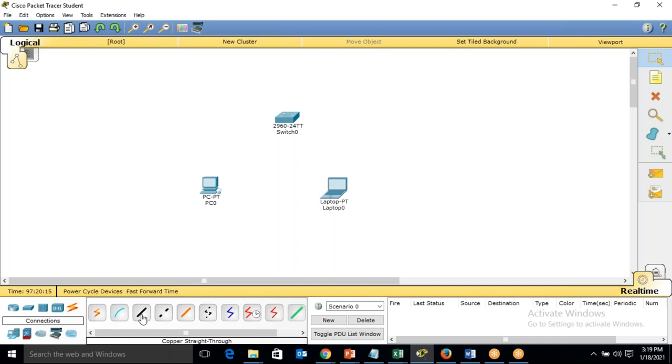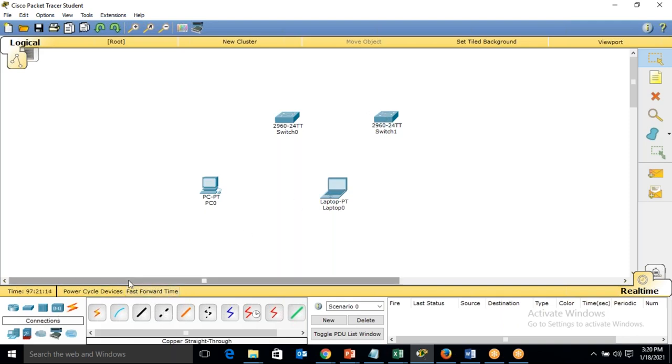This is the cable we use to connect dissimilar connections. Dissimilar connections means, for example, from PC to switch, switch to router, like this. The connecting devices should not be the same. One is an end device and one is a layer two device. For example, if there are two switches and I want to connect them, switches are the same devices, right? To connect the similar devices, we will be using this fourth cable called the copper crossover cable. To connect the dissimilar devices, we will be using the straight cable. Make a note of it. For connecting similar devices, we use the cross cable. For connecting dissimilar devices, we use the straight cable.